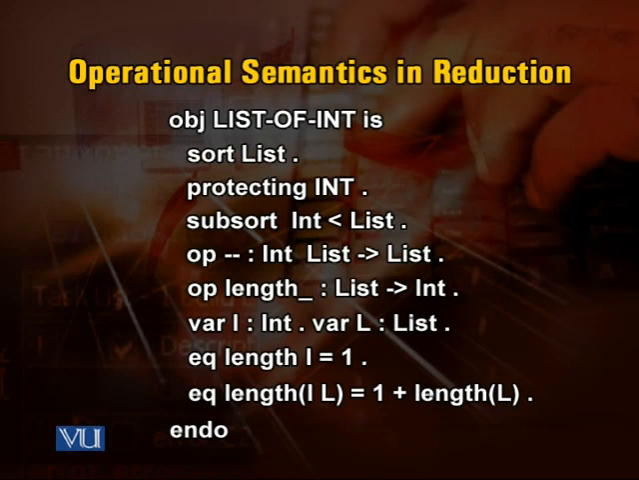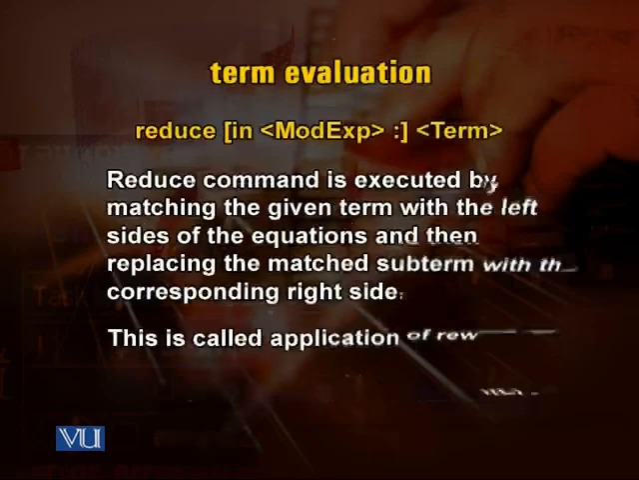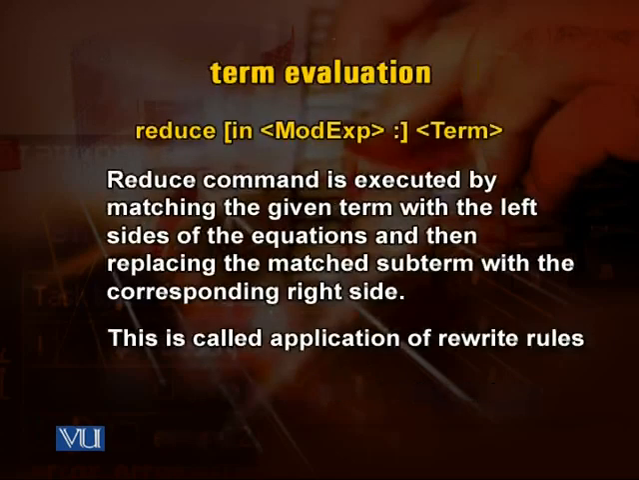So when we have only one element in the list, the length is 1. If we have more than one element in the list, then we say it is equal to the length of L minus 1 elements. If there were n elements, n minus 1 elements plus 1. The same recursive definition that we have seen earlier. We use the reduce command, which is executed by matching the given term with the left side of the equations and then replacing the matched subterm with the corresponding right side. This is called application of rewrite rules.